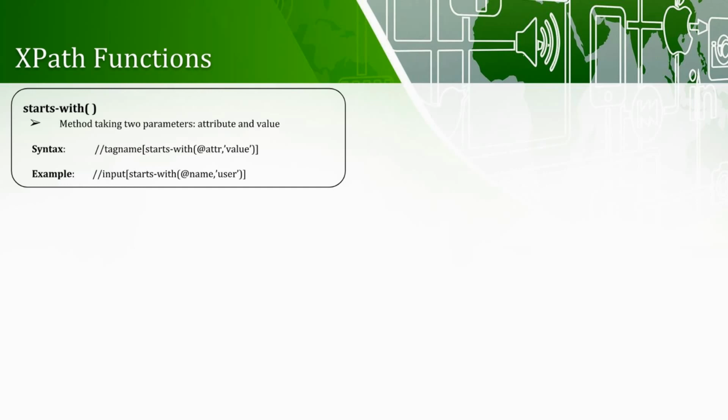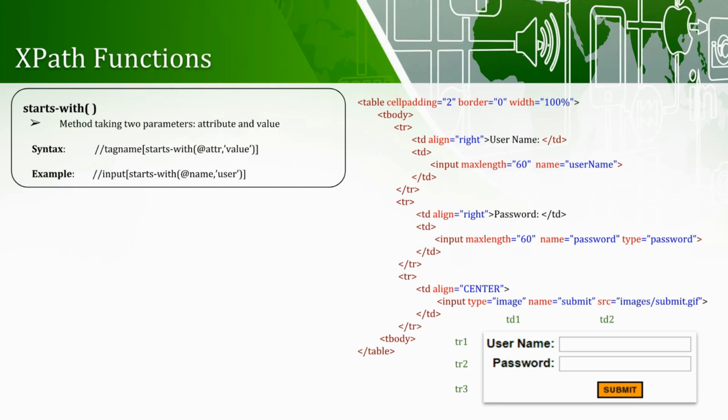Let's consider an example, but before that, let's see the syntax. The syntax is //tagname[starts-with(@attribute, 'value')]. Let's consider an example where I want to locate the username input text box. The corresponding HTML tag is input maxlength equals 60, name equals username.